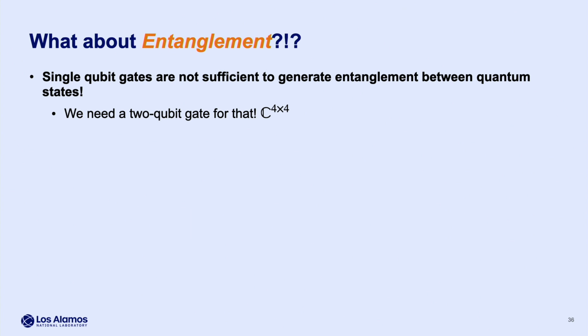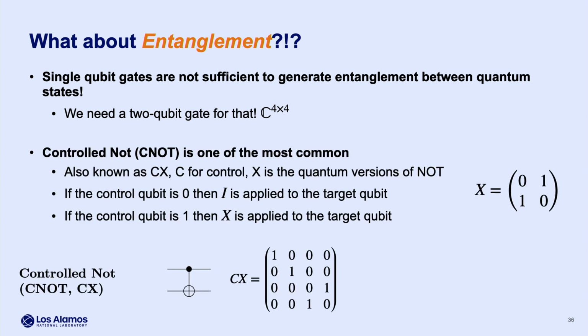What about entanglement? To do entanglement, we're going to need a 2-qubit gate. We need 2 qubits to have an entangled system, so we need a 2-qubit gate to build it. So we need a 4x4 complex matrix to generate entanglement. The most popular one is called controlled NOT.